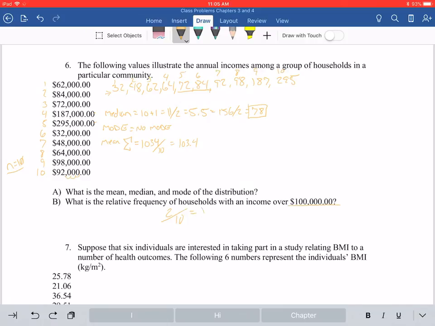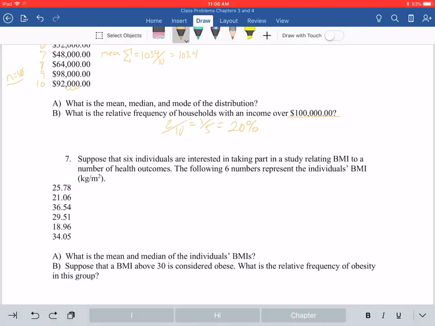We can reduce that down to 1/5, which is equal to 20%. Any one of these answers is correct. So that's the relative frequency. It's 1 out of 5, 2 out of 10, 20%. That is the frequency of households with over 100,000 annual income.